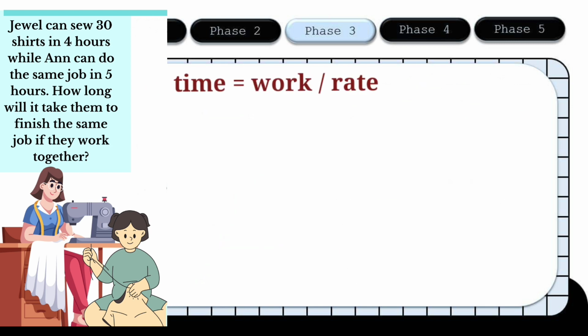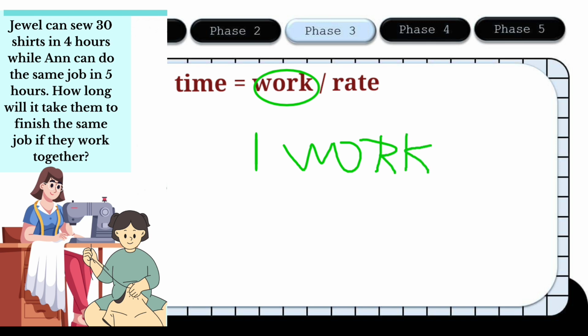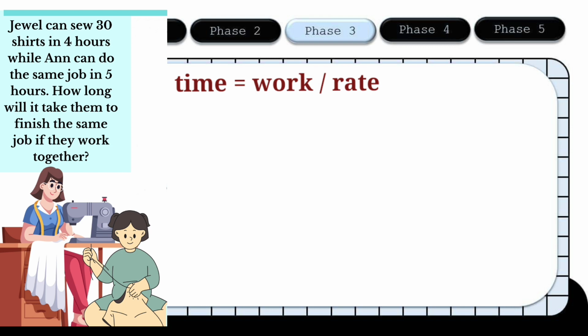Now, ang ating work ay isa lang. Isang trabaho lang po yung magtahi ng damit. Although 30 na damit ang kailangan nilang gawin, still, isang trabaho pa rin ang magtahi ng damit. So we write time is equal to, ang ating work ay 1. So we will write 1 over R. Paano natin malalaman ngayon kung ano yung R o rate?